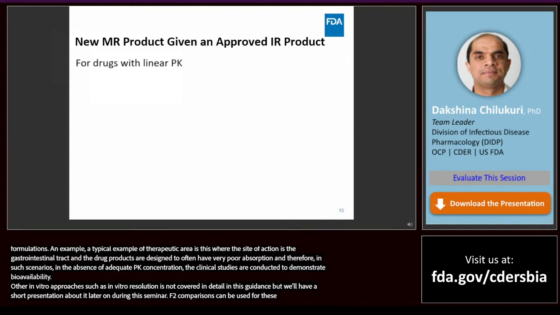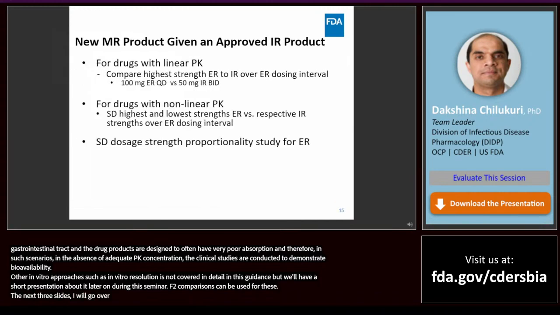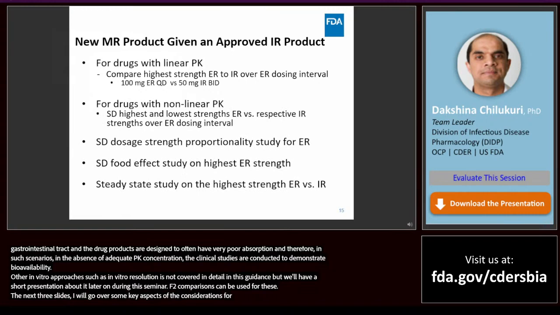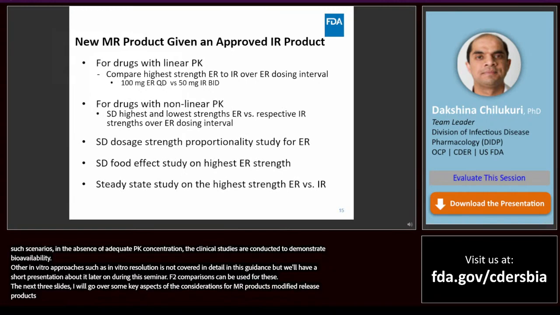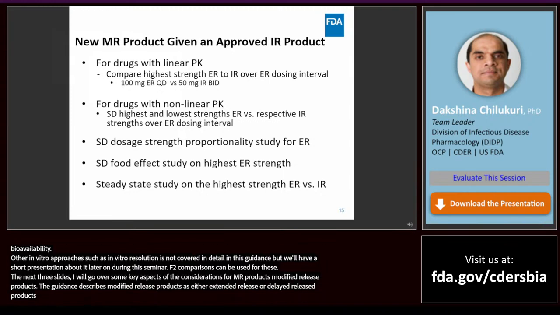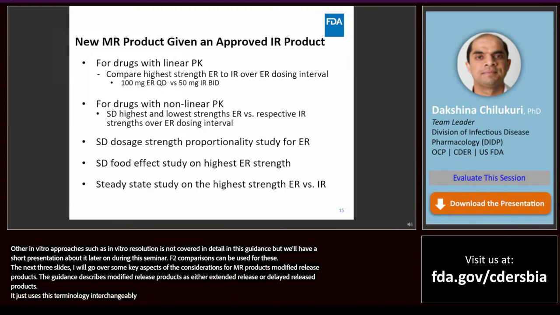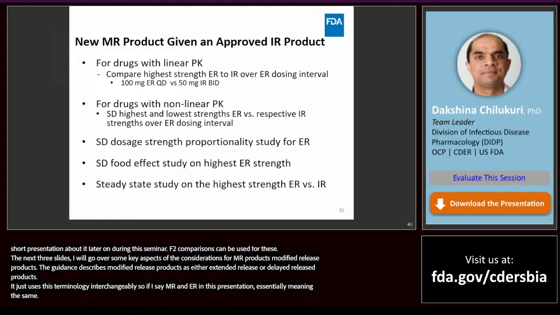Next 3 slides, I will go over some key aspects of the considerations for MR products, modified release products. The guidance describes modified release products as either extended release or delayed release products. So it uses the terminology interchangeably. So if I say MR and ER in this presentation, I'm essentially meaning the same. So whenever the formulation is modified to either delay or extend and control the release rate, the guidance describes all of them under the umbrella of modified release.